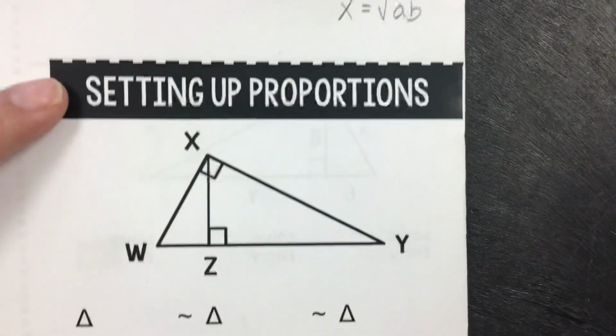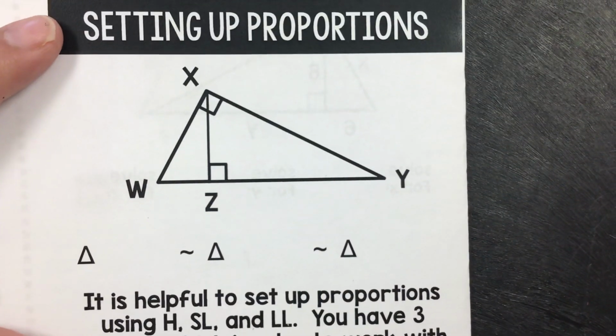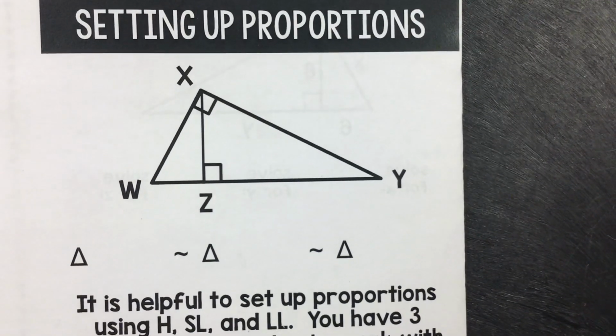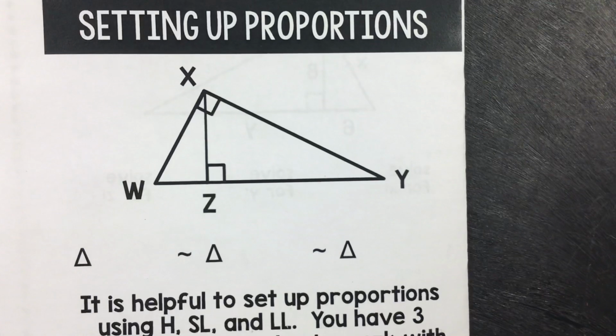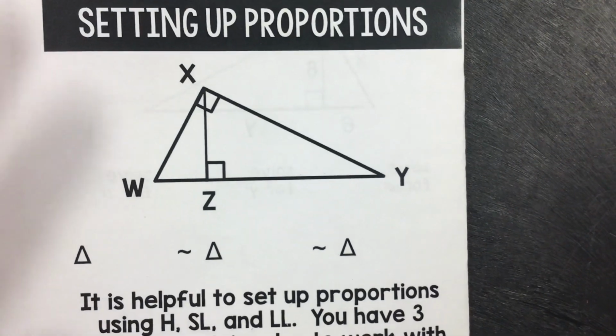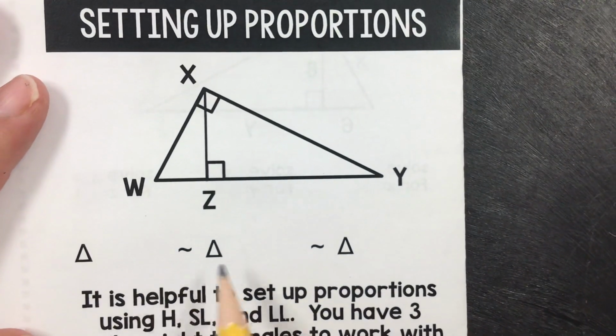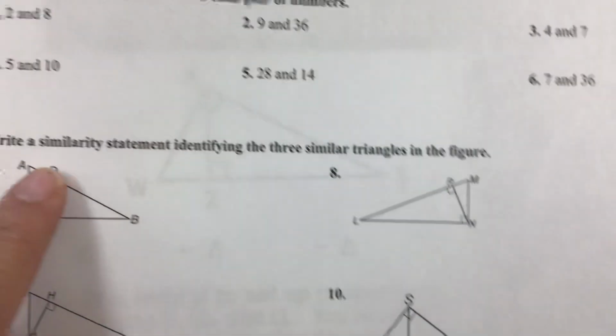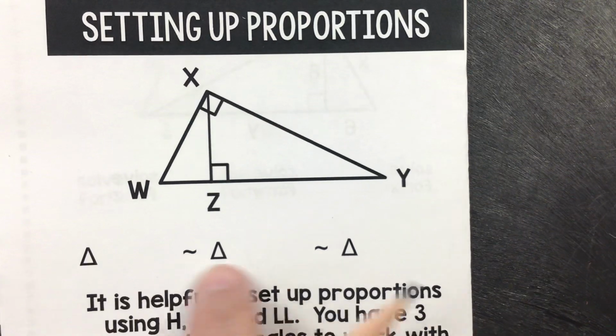All right, on the next portion, we have setting up proportions, and you could set them up in different ways than I'm going to, but I just want to make sure that we know how to analyze these triangles. I'm going to write the similarity statement. In your homework, for example, it says to write similarity statements. This is the answer I'm looking for.